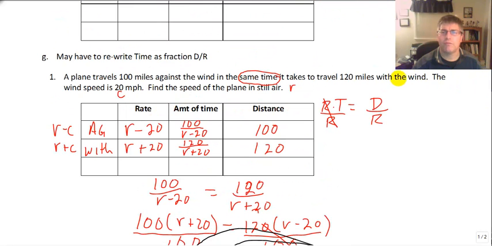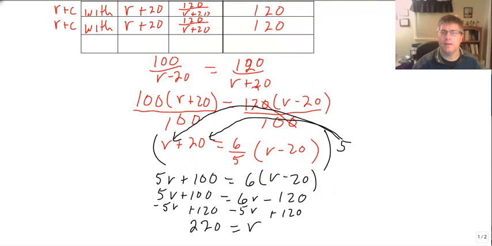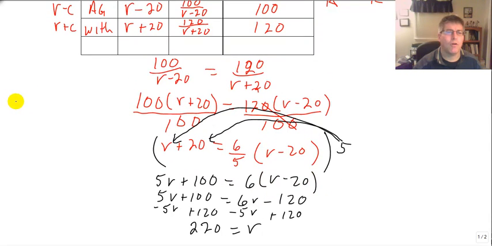And I think that might answer my question. I was charged with finding the speed of the plane in still air. Little r is the speed of the plane in still air. So r equals 220 miles per hour. That is our speed in still air.